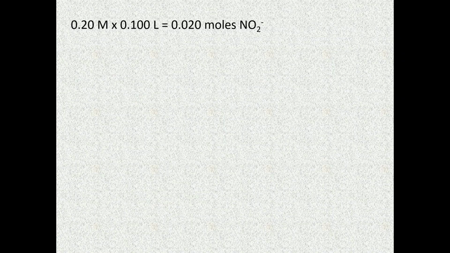But to do this, I can't just add 1 mL of 1 molar. I have to actually know how many moles of things I have. So I determine the number of moles of NO2 minus by taking the 0.2 molar times 100 milliliters, so 0.1 liter, and I did the same for the HNO2. So I have 0.02 moles of NO2 minus and 0.030 moles of HNO2.